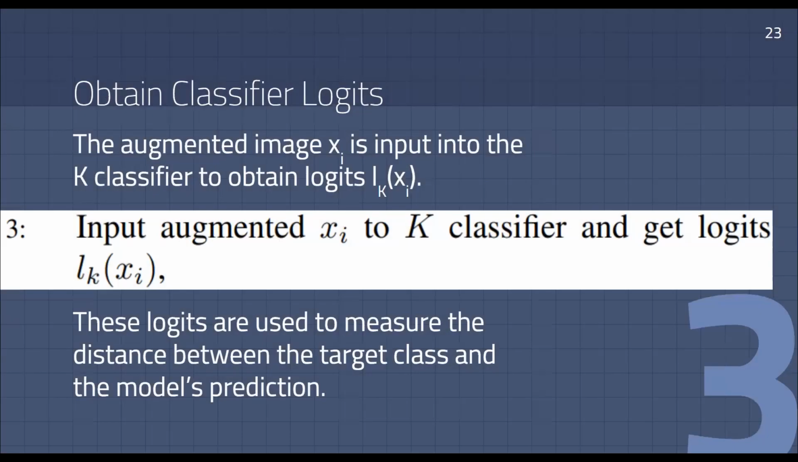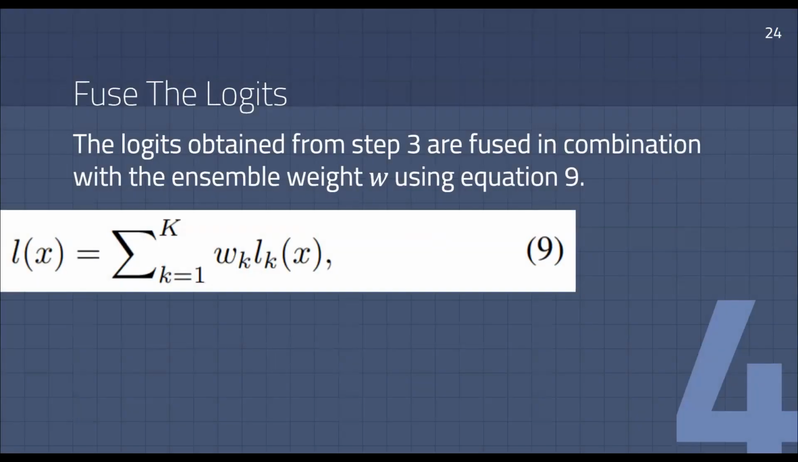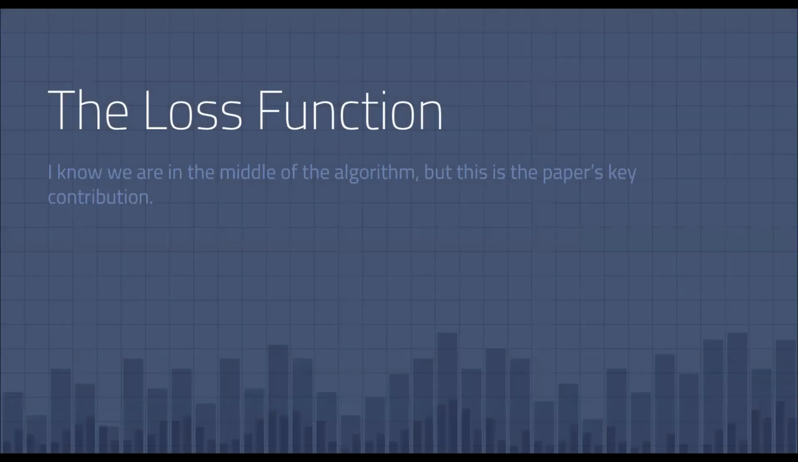So the augmented image in the beginning, which is just a clean image, is input into each of 5 classifiers in an ensemble, and the output probability for the target class is used to calculate a logit for each classifier. These logits are later used to measure the distance from the target class to the model's prediction. Here we fuse the logits, which is just an arithmetic mean. And this is the most important step of the algorithm, which is calculating loss. So here I'm going to go a little more in depth because this is this paper's key contribution.